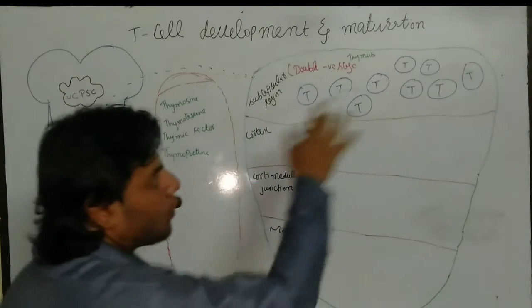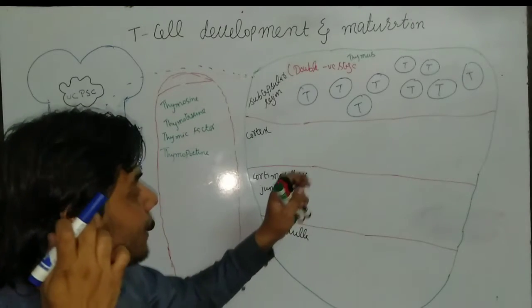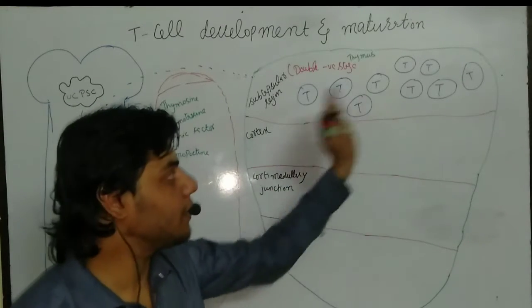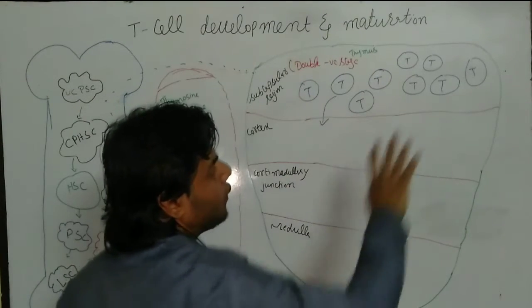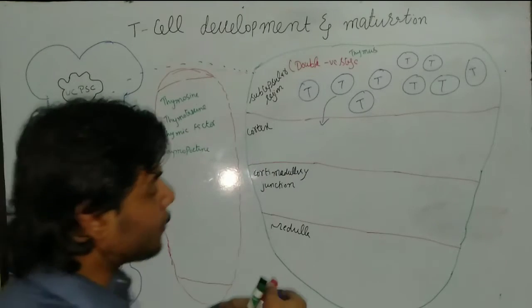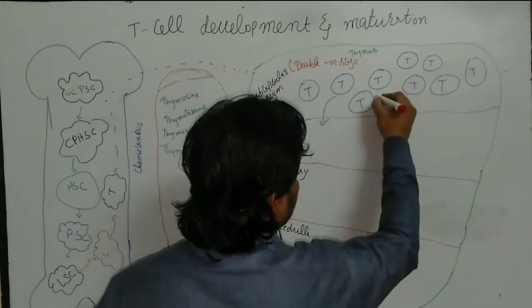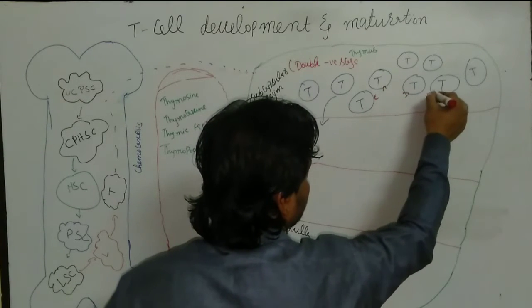So we get a lot of immature T cells. Now this is the first test that they passed, and this is the first knowledge that they obtained. Once we get a lot of T cell copies, remember they always have the T cell receptor.